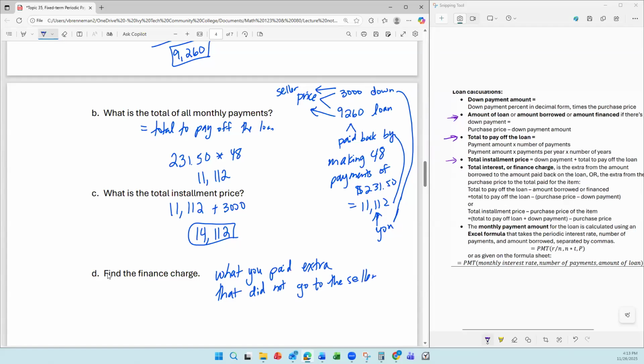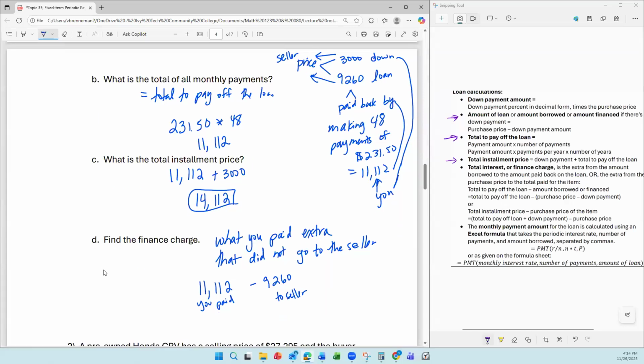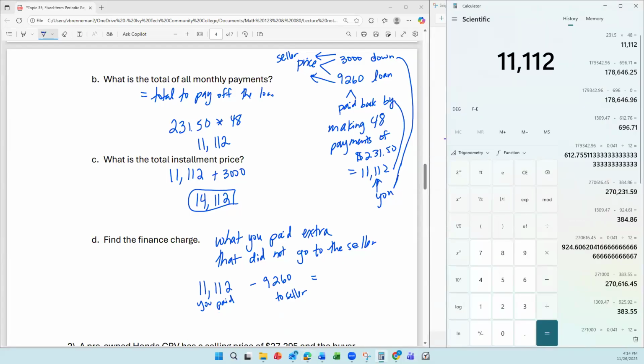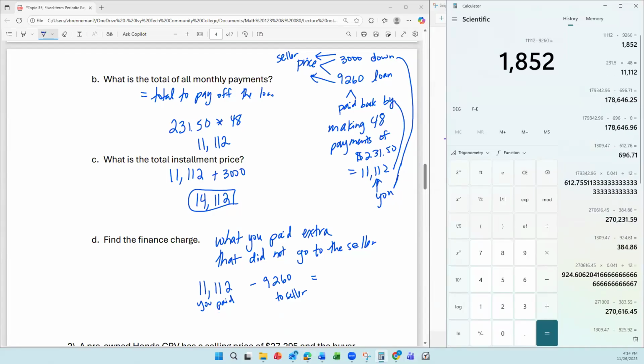The finance charge is the extra that you paid that didn't go to the seller. So if you can follow my messy paths here, you paid the $3,000 that went straight to the seller. You paid the $11,112, of which $9,260 went to the seller. So that's one way to look at it. And that would be an extra subtraction: $1,852.